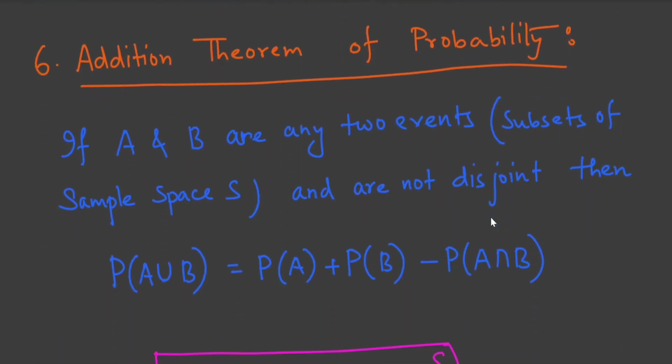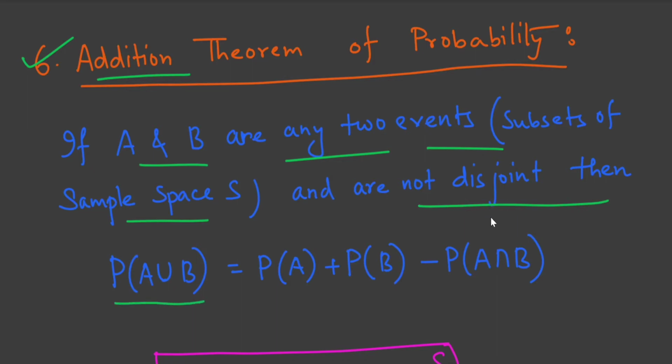Now we come to a most important result on probability, that is the addition theorem. This is a very important and very powerful theorem on probability. We start this addition theorem with any two events, and after that we extend it for n events. If A and B are any two events, subsets of the sample space S, and are not disjoint, then we can write probability of A union B is equal to probability of A plus probability of B minus probability of A intersection B.